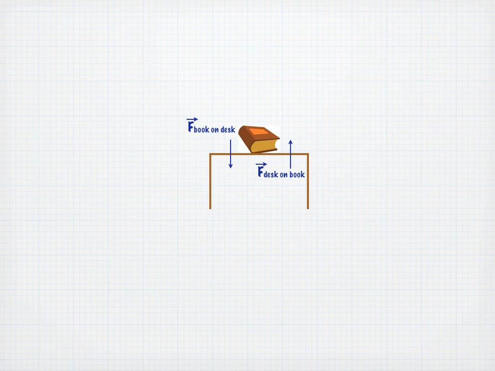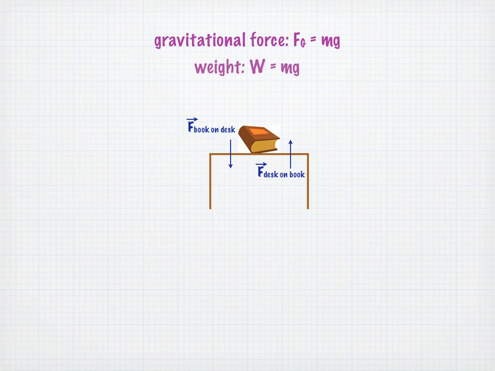When we talked about the gravitational force, we saw that the gravitational force exerted by the Earth on an object near its surface can be written as F sub g equals m times g. We also saw that this is equal to the weight of the object. So weight can be thought of as a force. The downward force that the book is exerting on the desk is the weight of the book. The force that the desk exerts on the book is equal in magnitude and opposite in direction. We call this the normal force from the desk.